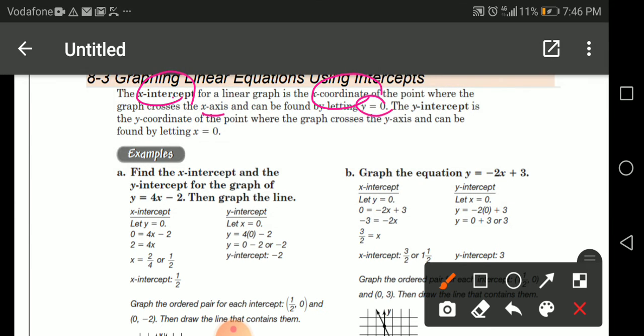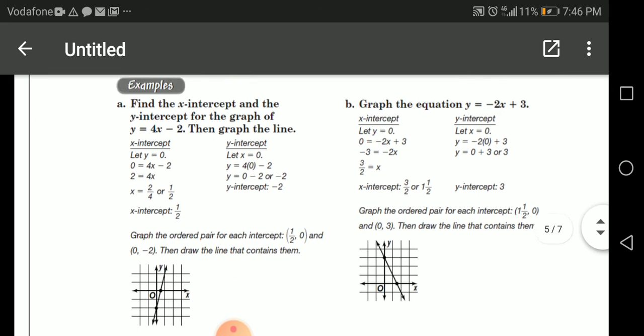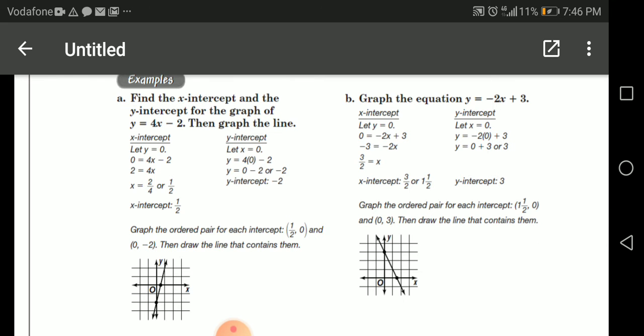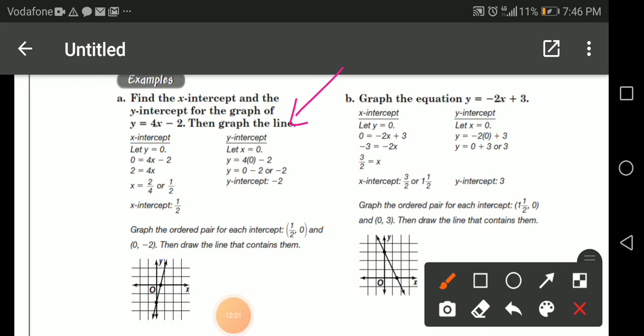So when I say x-intercept, let y be 0, and it's here where the graph crosses the x-axis. What about the y-intercept? Also, make here x what? Letting x equal 0, and the graph crosses the y-axis, the same. Let's have some examples to make sure we understood. The example says find what? The x-intercept and the y-intercept for the graph of y equal 4x minus 2.